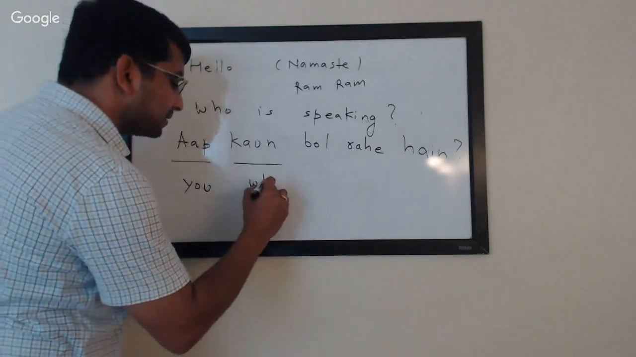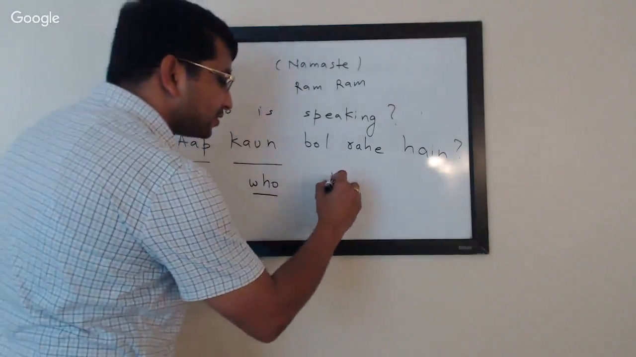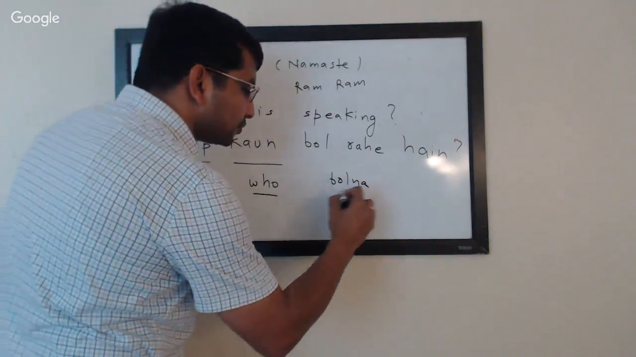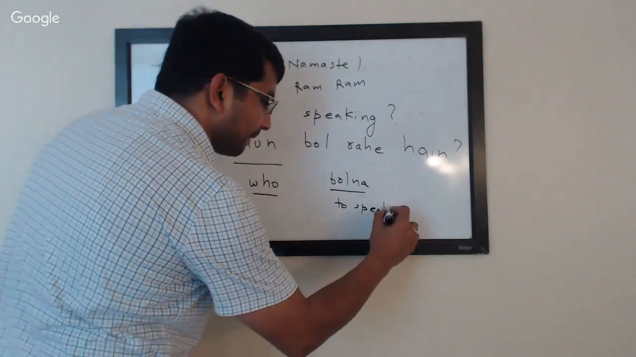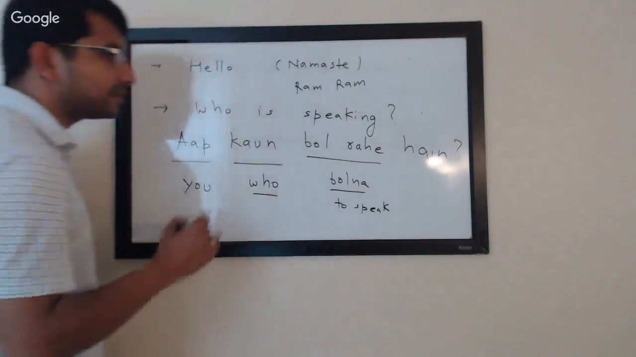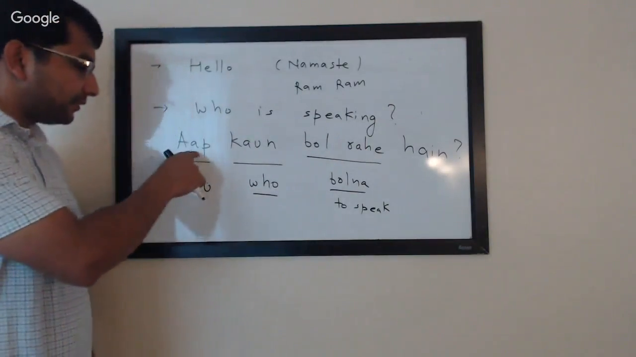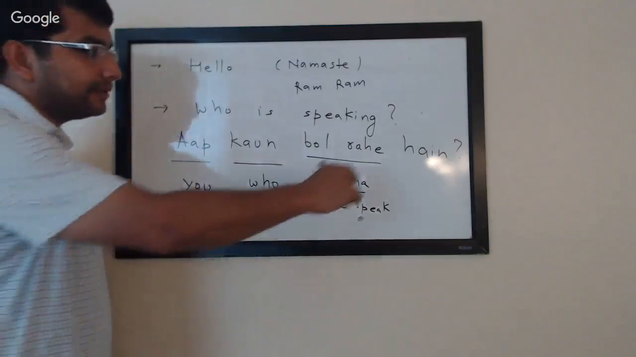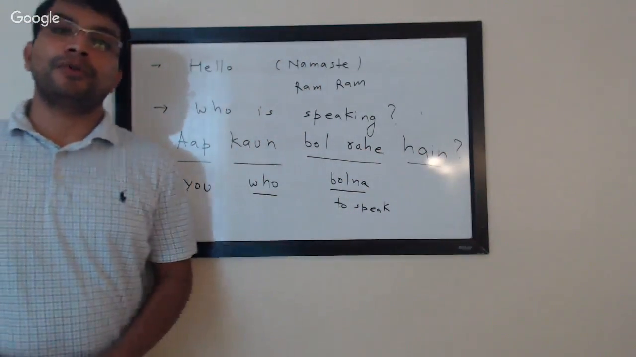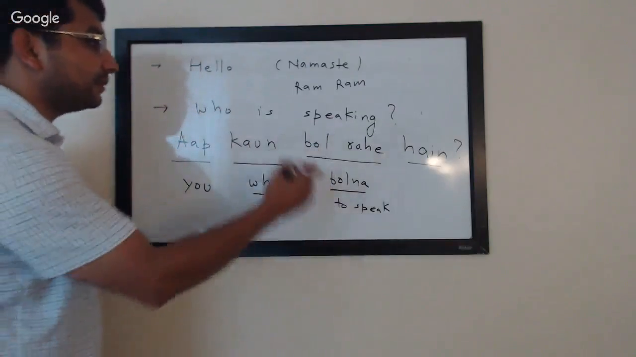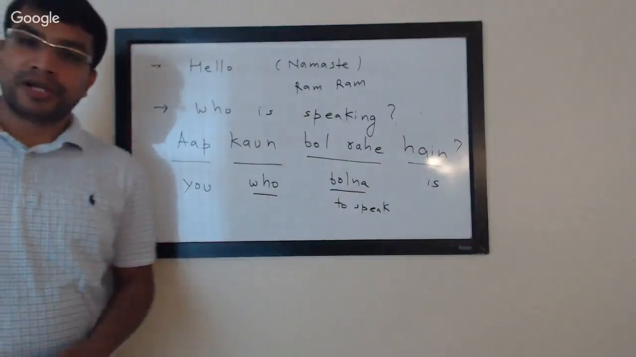Kaun in Hindi is basically who. The verb here is bolna. Bolna is to speak. But because it's continuous speaking, it's bol rahe for the pronoun aap. And then this is the object. Basically, you're ending it with hai. Aap kaun bol rahe hai. Okay, आप कौन बोल रहे हैं?